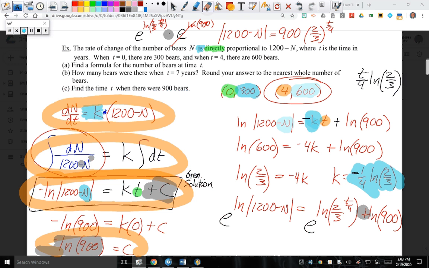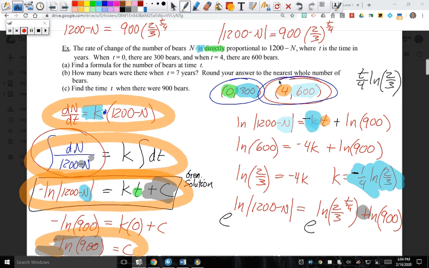Alright, so the last part of this, we're almost done, is that we have to decide, when I take the absolute value sign off, when I take these two pieces right here off, if that's going to be a positive or a negative. Okay? So let's go ahead and do 1200 minus n, and then we'll do 900 times 2/3 to the power of t over 4. And let's go ahead and use one of our points. We can use any one of these. I'd probably use the 0 because it's easier to zero out a bunch of things. And here we go. 0 would go here for t.